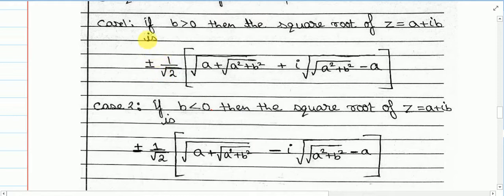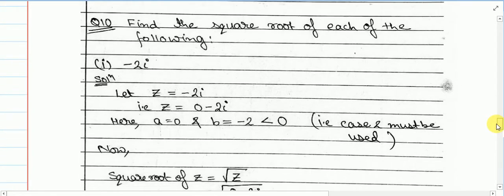So here you can see the formula is this: plus minus 1 upon root 2, then this bracket opens, and square root of a plus square root of a square plus b square, then plus i times root of a square plus b square minus a. For b less than 0 only this becomes minus, nothing else. So now let us see a few examples, and with those examples things will be more clear to you.